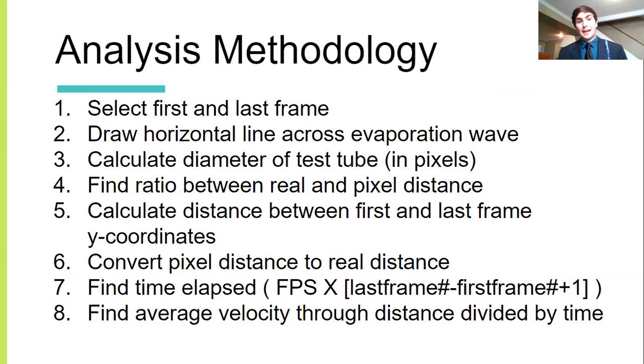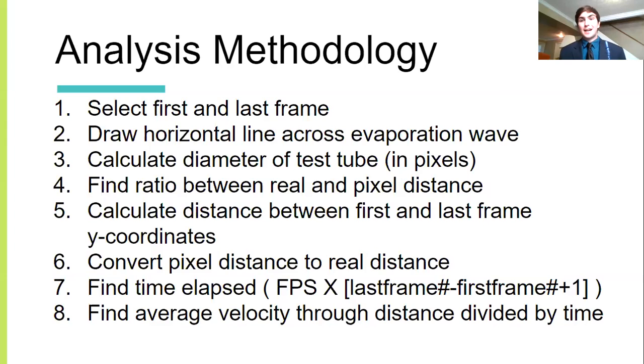So I calculate the diameter of the test tube through this horizontal distance in pixels, and I take that diameter and turn it into a ratio between real and pixel distance, so I can use that for comparison later. Then I calculate the distance between the first and last frame y coordinates of the evaporation wave line to actually find the height dropped. After that, I convert pixel distance on the image software, and the software I used was ImageJ because it allows me to draw on top of the pictures and analyze with calculations. I convert that pixel distance into an actual real distance dropped.